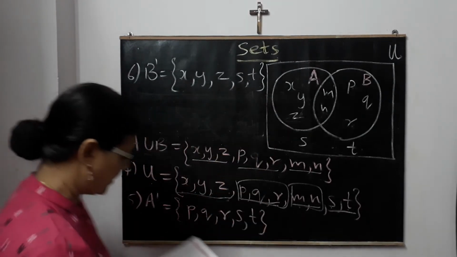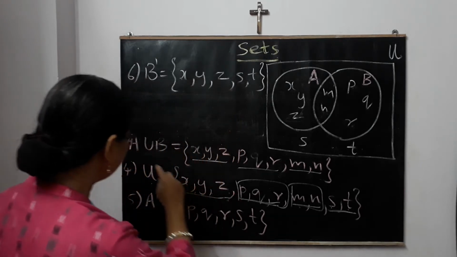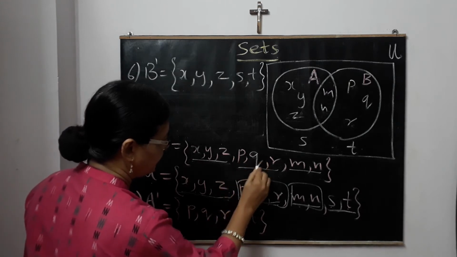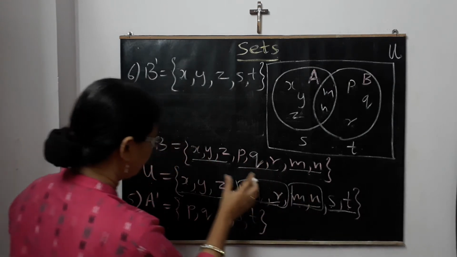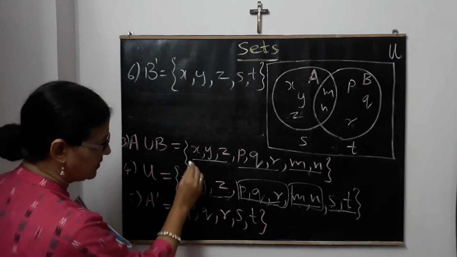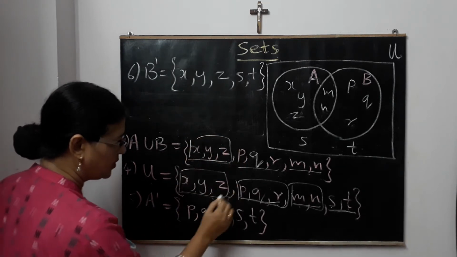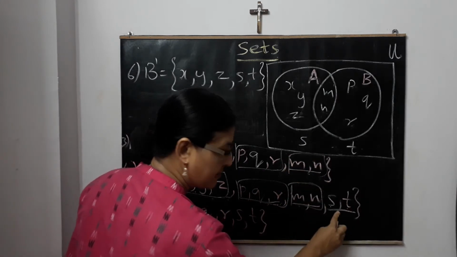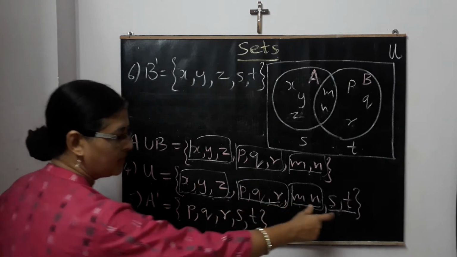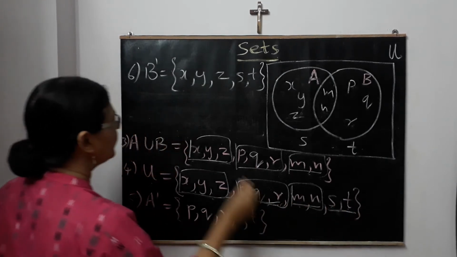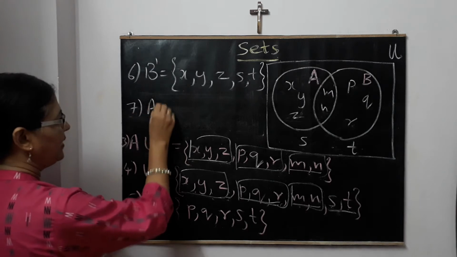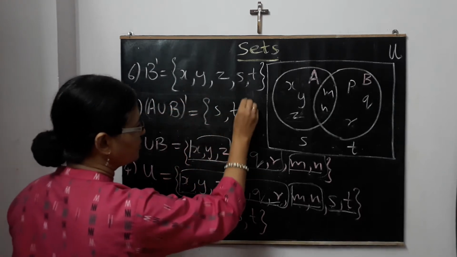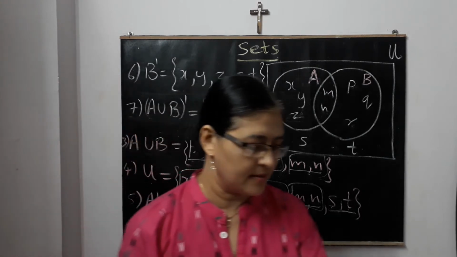Then the next one is (A union B) dash. Look at the set A union B. Here we have already got it. A union B is x, y, z, then p, q, r and m, n. Then you must compare with this universal set. See, x, y, z is there in both. p, q, r is also there. m, n is also there. What are not there, meaning extra elements in the universal set? Extra s and t. So that becomes the seventh one, the complement of A union B, and put in the curly bracket, that is s, comma, t. This is your fifth answer.